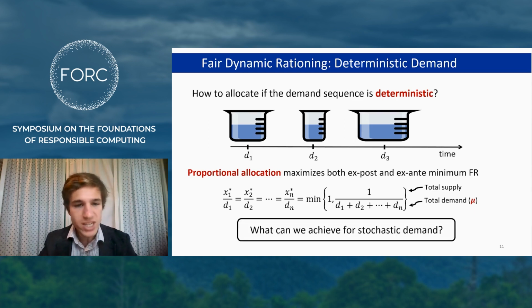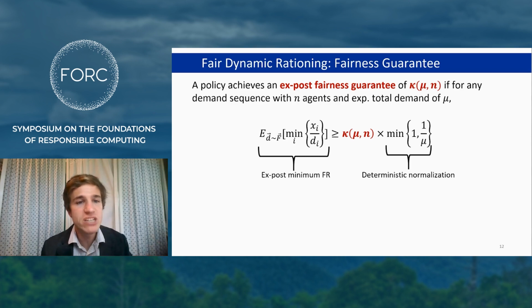So the question we want to ask is, what can we hope for, what can we achieve when demand is stochastic as opposed to deterministic? To answer this question, we're going to formalize notions of fairness guarantees. We're going to say that a policy achieves an ex post fairness guarantee if for any demand sequence with n agents and expected total demand of mu, the ex post minimum fill rate is greater than some function kappa times this deterministic normalization, right? If the expected total demand is quite large, we're not going to be able to hope for a good ex post minimum fill rate. So we want to separate out the impacts of supply scarcity from the impacts of stochasticity and correlation in demand.